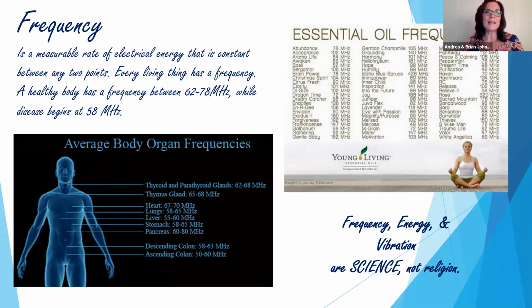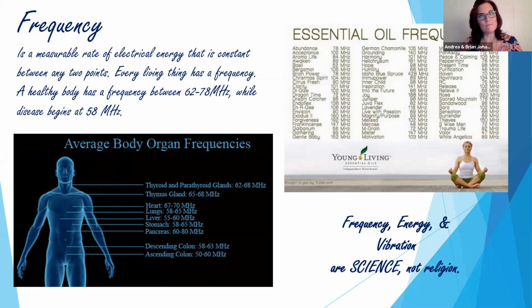A healthy body has a frequency between 62 and 78 megahertz, while disease begins at about 58 megahertz. Okay, so you can see that average body organ frequencies are at different levels. And guess what? Every single one of our essential oils has a frequency associated with it.